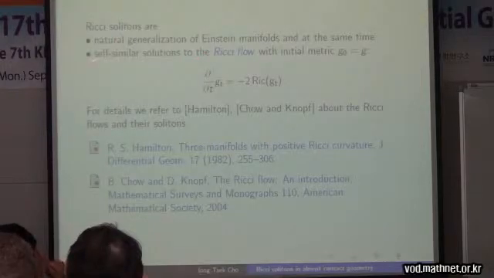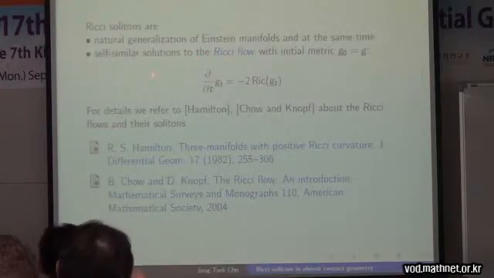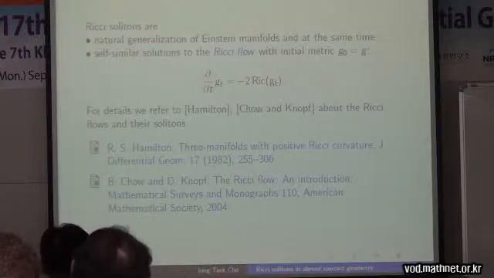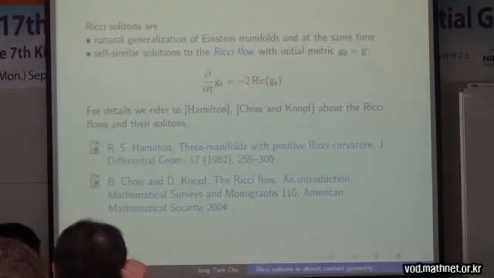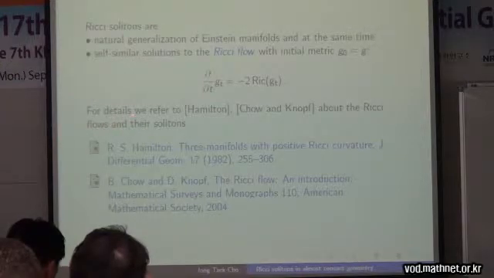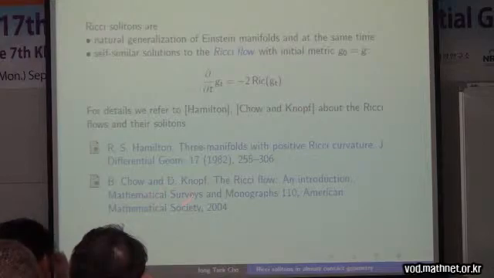Ricci solitons have two faces. One is a natural generalization of Einstein manifolds, and at the same time they are self-similar solutions to the Ricci flow equation with initial metric g0 equal to g. Here the Ricci flow equation: partial derivative in t of g(t) is minus 2 times Ricci of g(t). For details, we refer to Hamilton's paper in 1982, JDG, and Chow and Knopf's text.